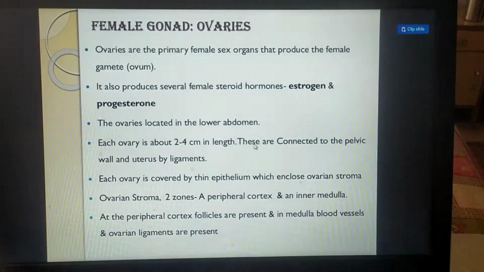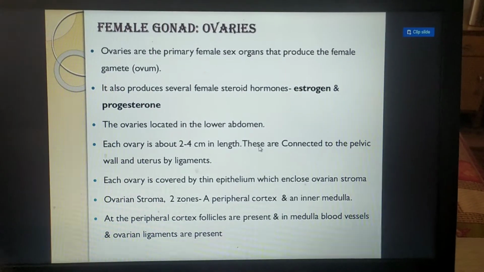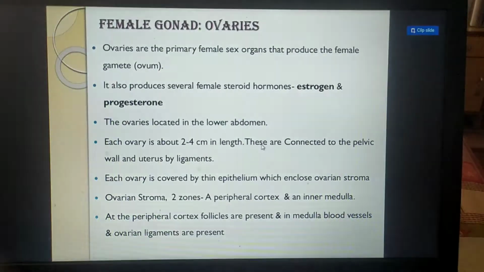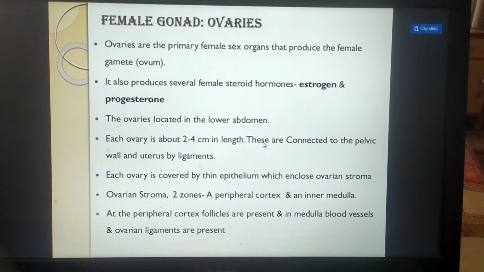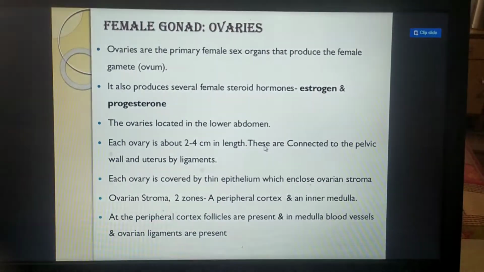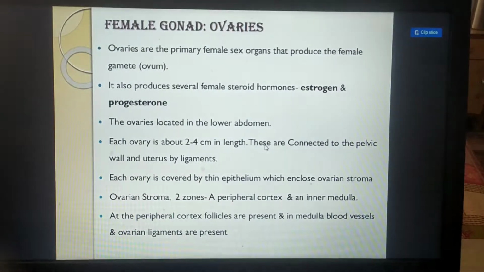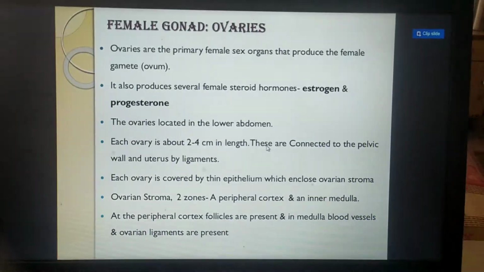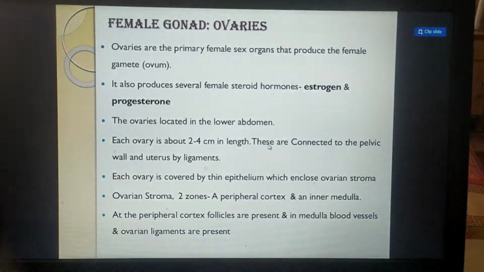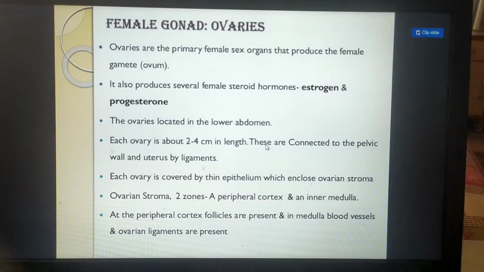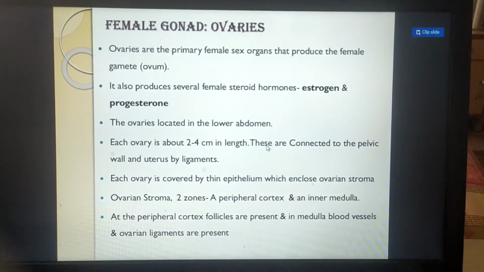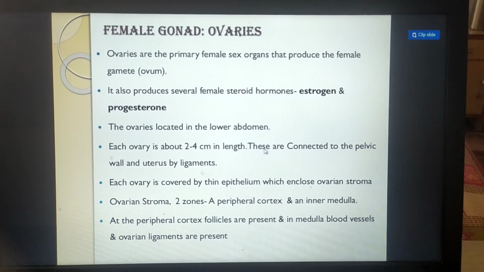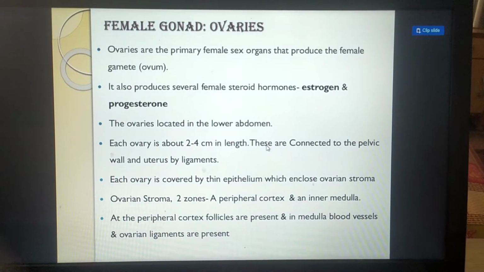Now in the female reproductive system, first are the ovaries. They are the primary female sex organs that produce the female gamete, known as the ovum. They also produce female hormones such as estrogen and progesterone. These ovaries are located in the lower abdomen. Each ovary is about 2 to 4 cm in length. They are connected to the pelvic wall and uterus by ligaments. Each ovary is covered by a thin epithelium which encloses the ovarian stroma.